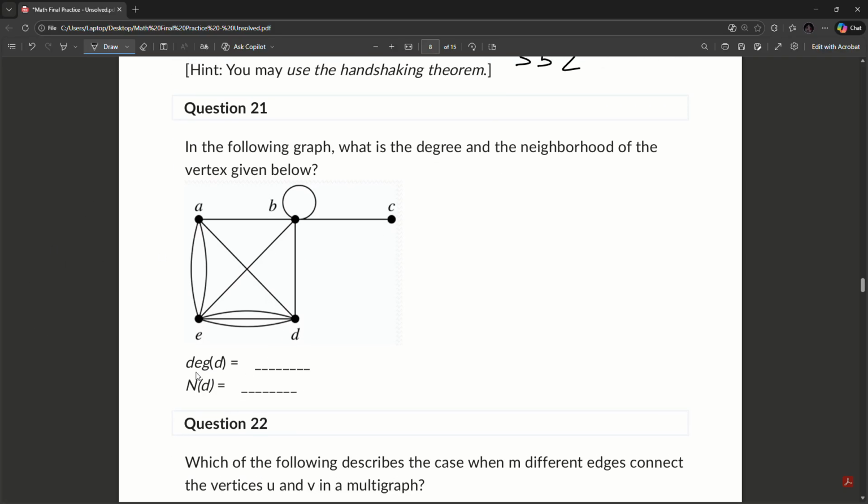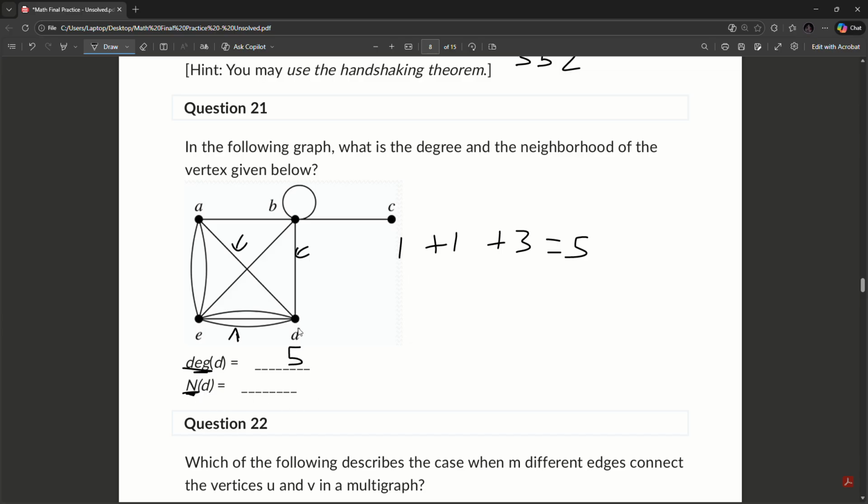Now then, okay, for question 21, it may seem confusing, but it isn't. It's not that hard, right? Degree just means how many edges are coming to D, right? So there's one here, another one here, and then of course three here, right? So, 1 plus 1 plus 3, right? That is 5.